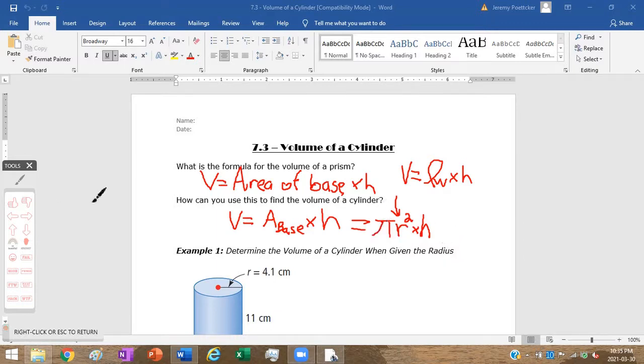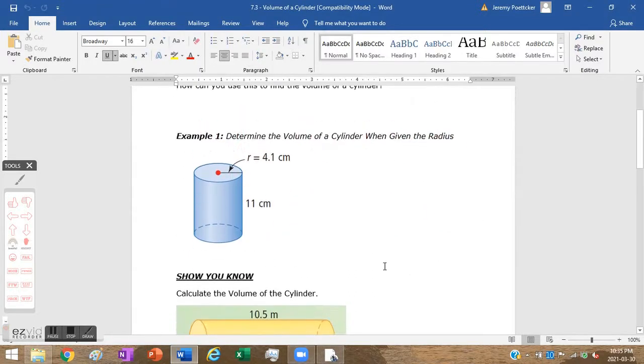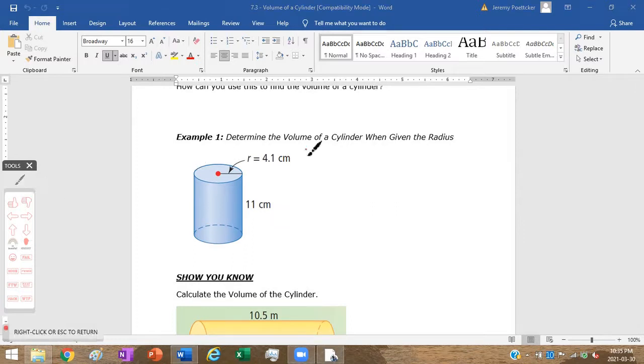So let's take a look at it. Determine the volume of a cylinder when given the radius. If we're given the radius, volume equals pi r squared h. Volume equals pi times, what's our radius? 4.1 centimeters, including the units, and that'll remind me at the end that I need to have the units in my answer, times 11 centimeters.